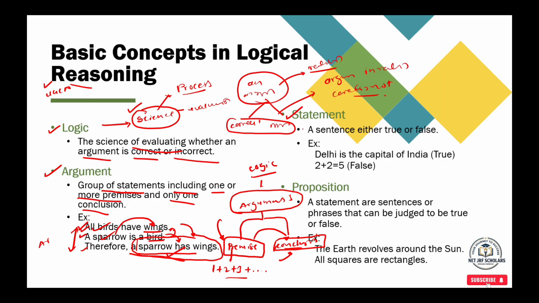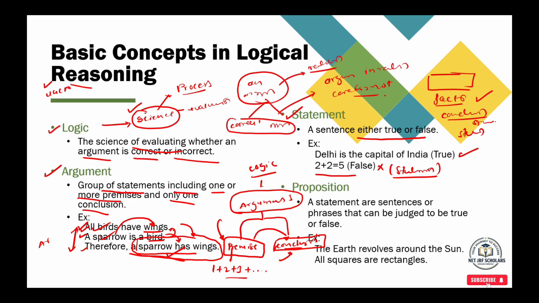And next, a statement is either true or false. Delhi is the capital of India. True, it's a statement. 2 plus 2 is equal to 5. It's false. It's also a statement. So it means that most of the sentences which state facts are statements, apart from the conditional statements.